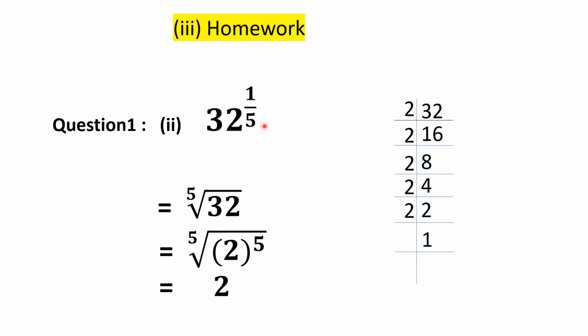32 raised to 1 by 5. How do I do this? First of all, since it's raised to 1 by 5, I know that it's going to be inside a fifth root, right? So 32 is put inside a fifth root since it's raised to 1 by 5. So fifth root, then after that 32. I need to find the fifth root of 32. So how do I find the fifth root? 32, I'll factorize it. So 2 16s are 32, 2 8s are 16, 2 4s are 8, 2 2s are 4 and 2 1s are 2. So when I get 1, I stop. So this is factorization, right?